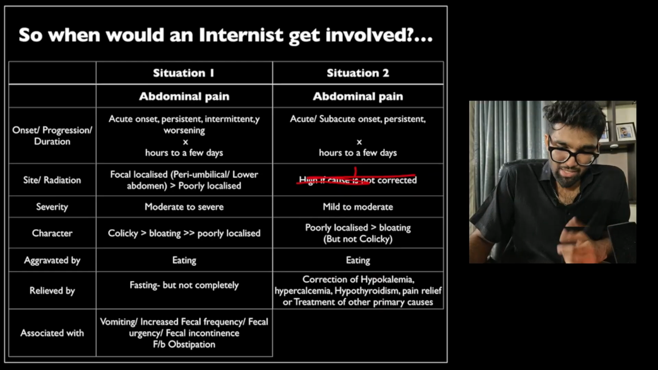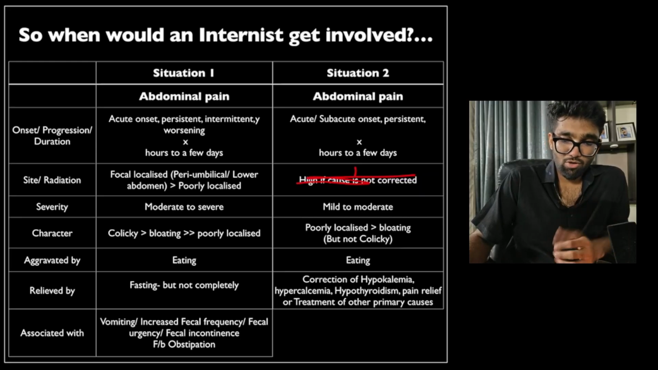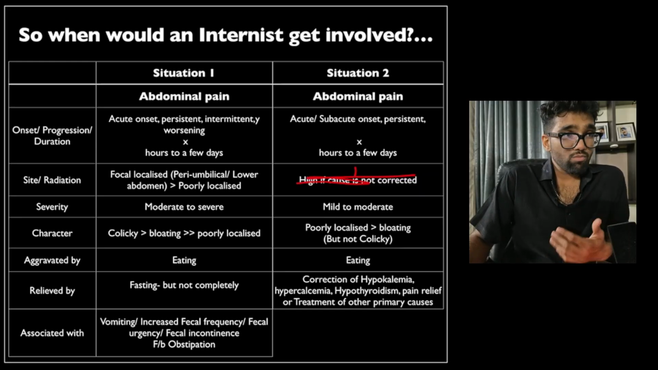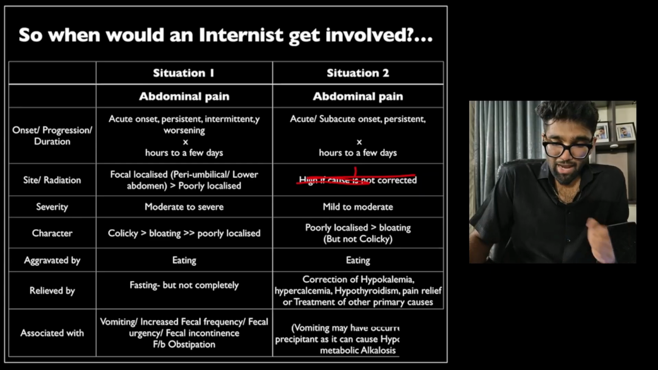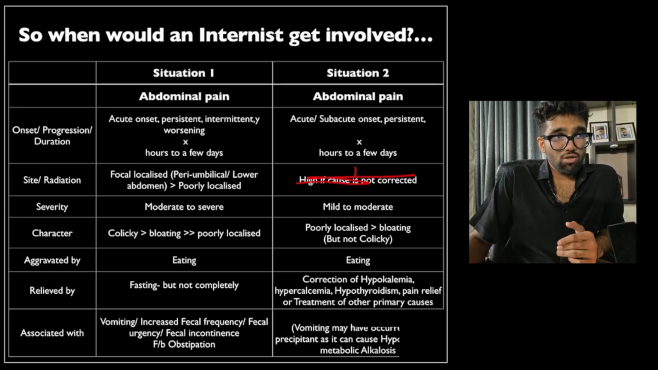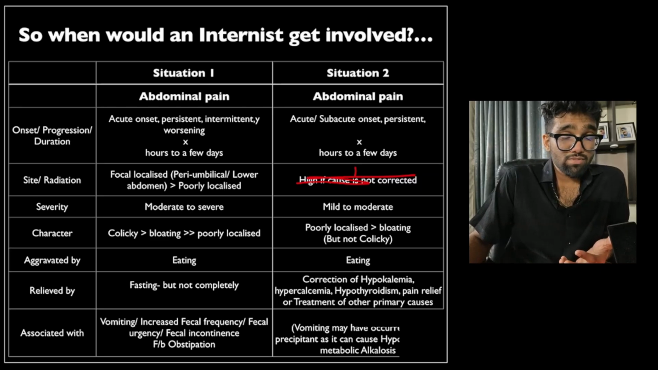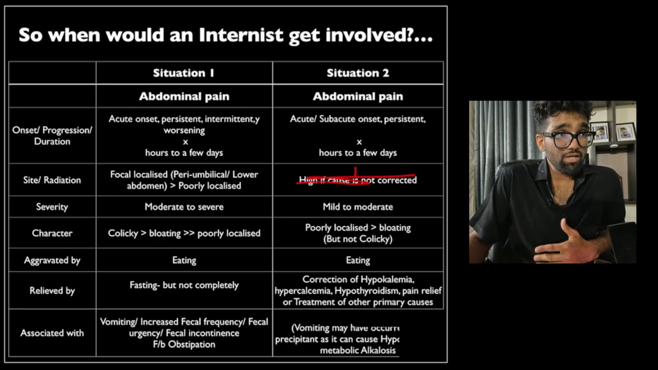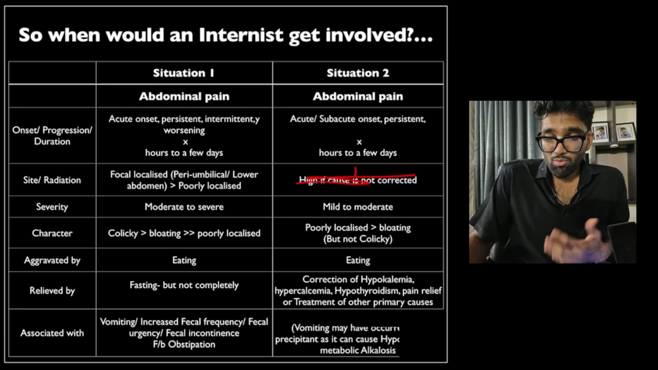It is again aggravated by eating. It is relieved by correction of incidentally detected hypokalemia, hypercalcemia, hypothyroidism, or relief of pain or treatment of whatever was the primary cause of the pain. And vomiting is not really associated, although it may have preceded the development of symptoms because vomiting causes hypokalemia. So that is how it would be associated.